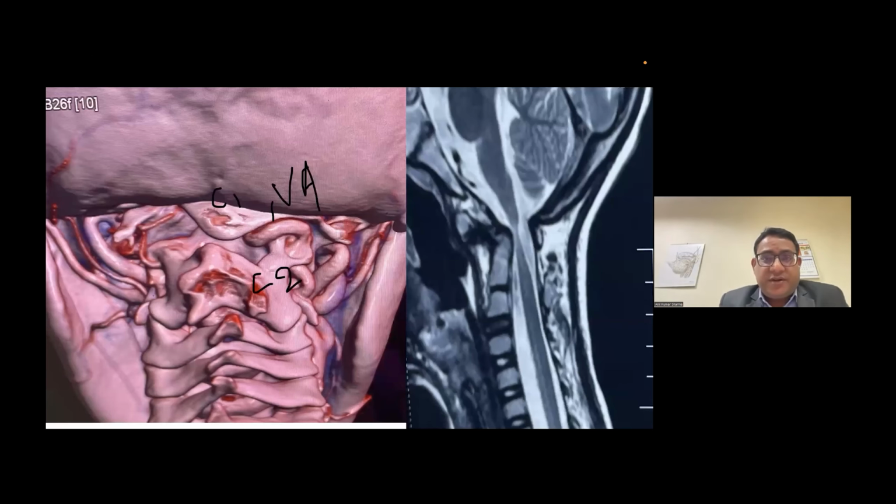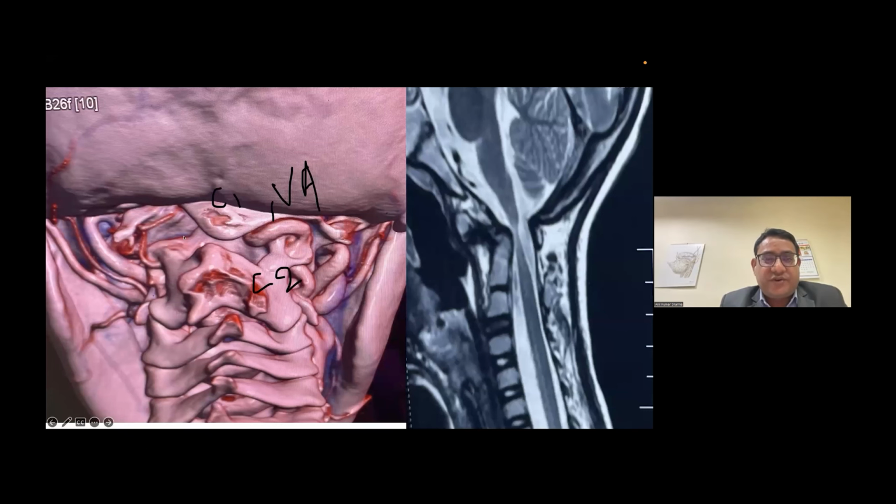This is another interesting case, one patient who presented with quadriparesis. Here we can see the cord is very thin. You can appreciate the cord is very thin and there are a lot of signal changes and significant atlantoaxial dislocation. And we can appreciate, again, an occipitalized atlas and the vertebral artery is below C1, and bilaterally it's below C1.